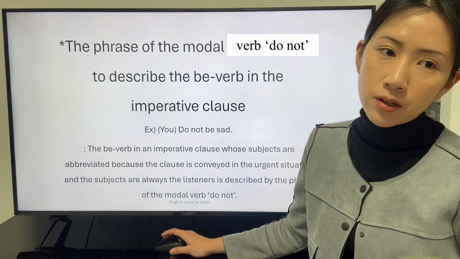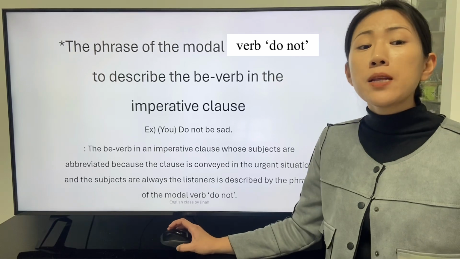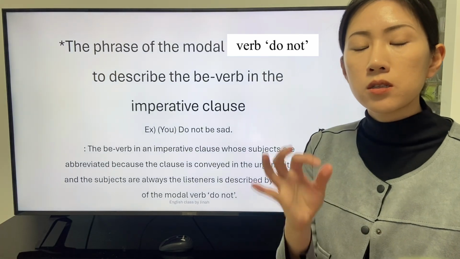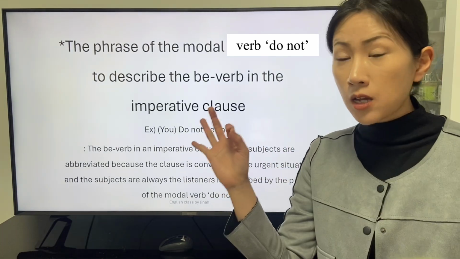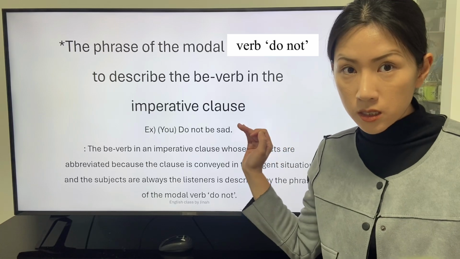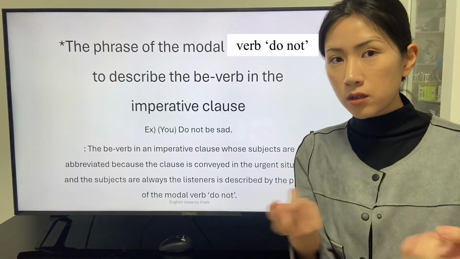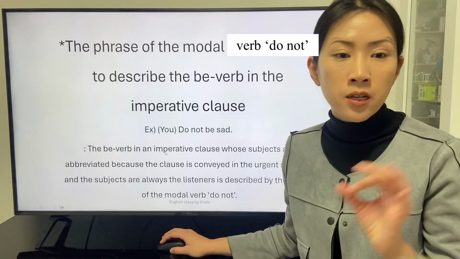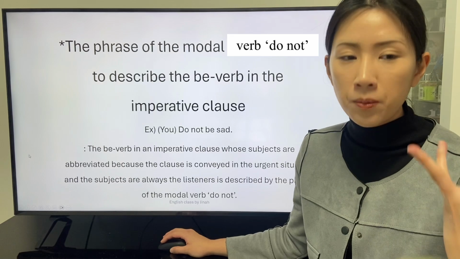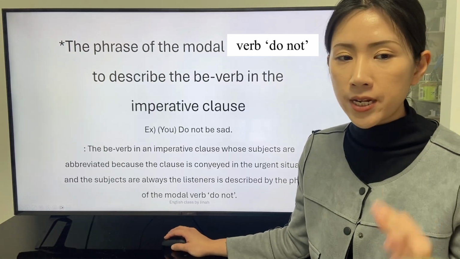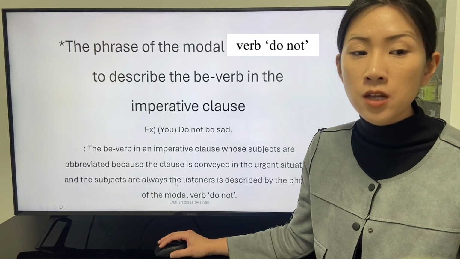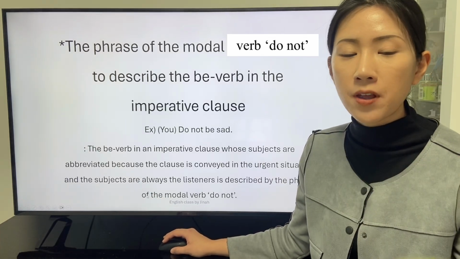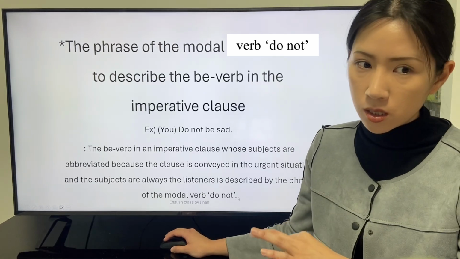There is an exemplary clause. Do not be sad. Don't be sad. I signify the abbreviated subject of the imperative clause with the be-verb in an imperative clause whose subjects are abbreviated because the clause is conveyed in the urgent situation and the subject are always the listeners, described by the phrase of the modal verb do not.